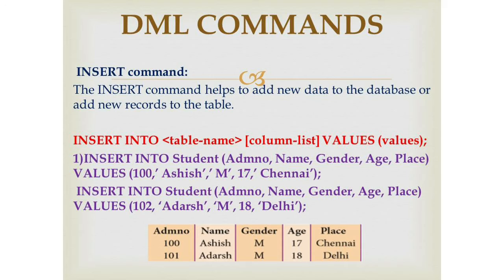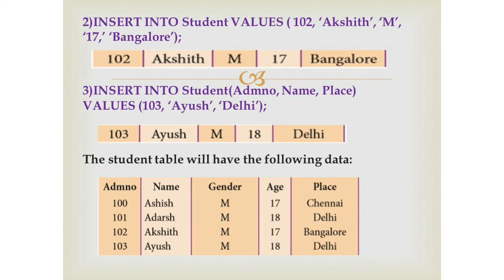Okay. After inserting these 2 records, your table will look like this. Admission number, name, gender, age, place. Then the 2 records. What are the rows you have entered by using this insert into command. Okay, clear all of you? The order of values must match the order of columns in the create table command. Okay, while creating the table itself, you can declare the column fields. Okay, specifying the column names is optional if the data is to be added for all the columns.